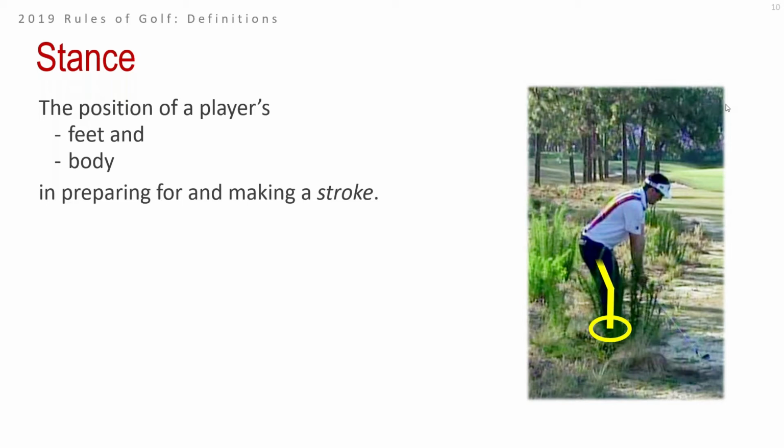Stance. Stance is the position of a player's feet and body in preparing to make a stroke. So here we have a player at Pinehurst getting ready to make his stroke, and his stance happens to be in the middle of a little bush in the scraggly area there at Pinehurst. So it's the position of the feet, as the yellow line indicates there, and the body in preparing for making a stroke.